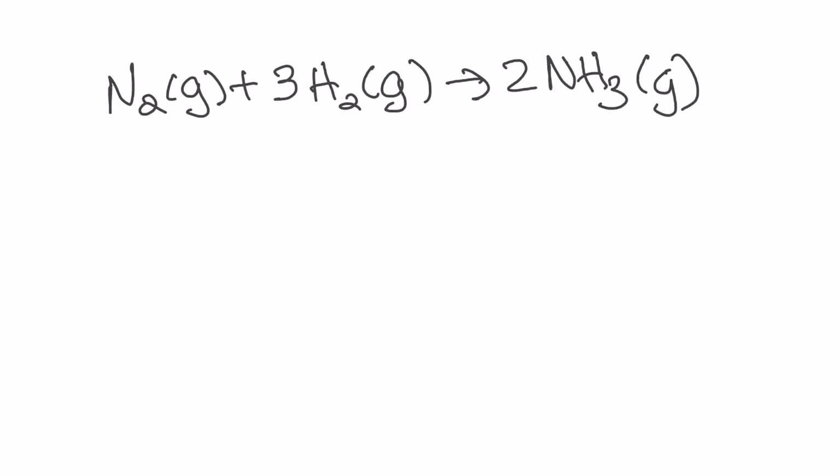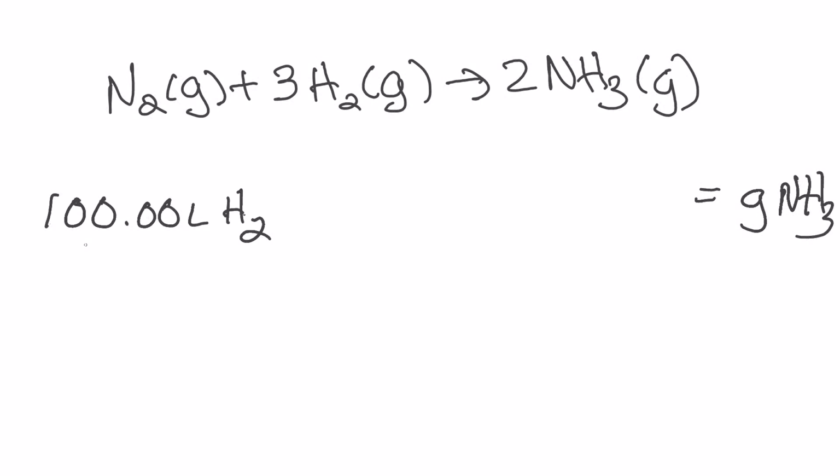So what happens if I tried to solve this by just using unit analysis? How would I know that I needed PV equals nRT? If I read this, it says how many grams. I could start this out and go grams of NH3, and then I start with 100 liters of H2. And now I want to get to grams of NH3.